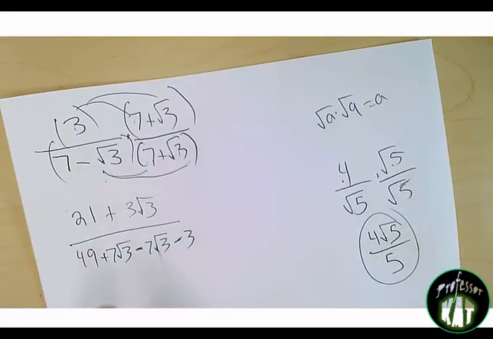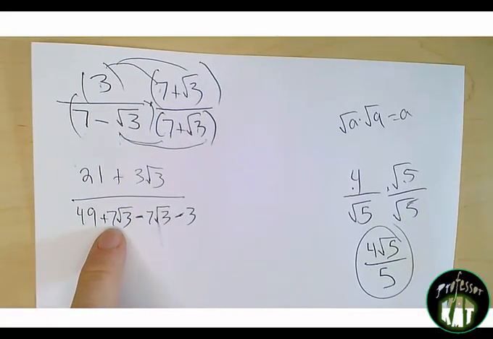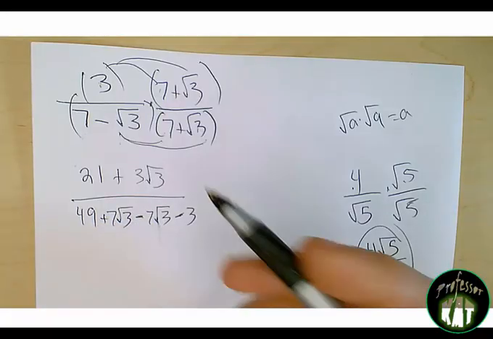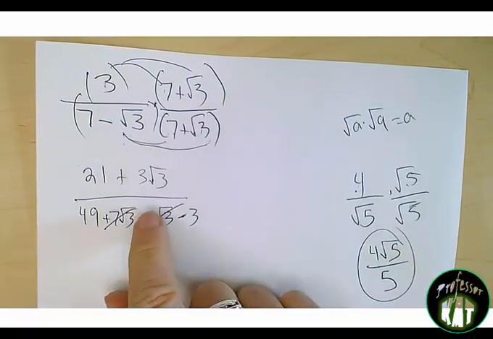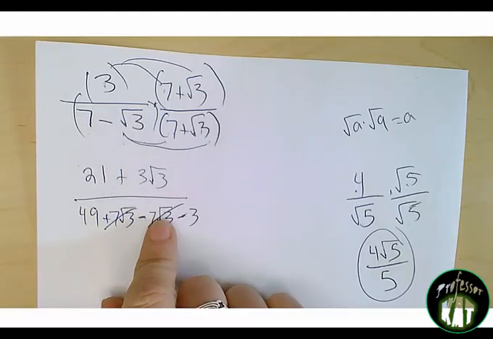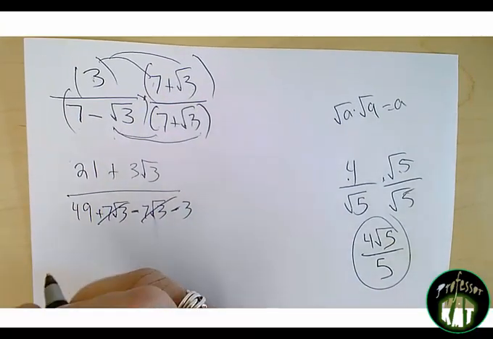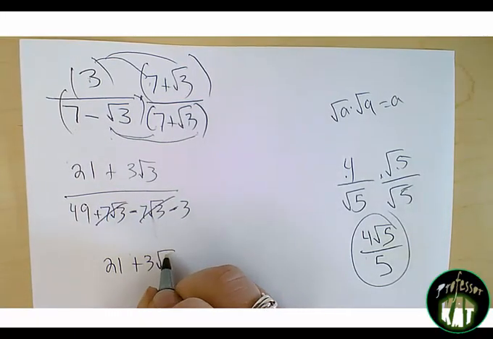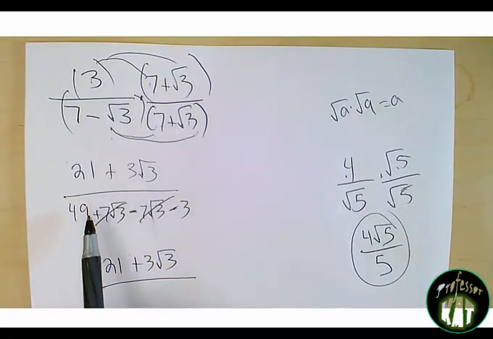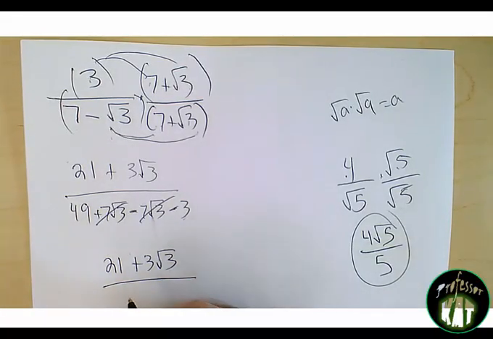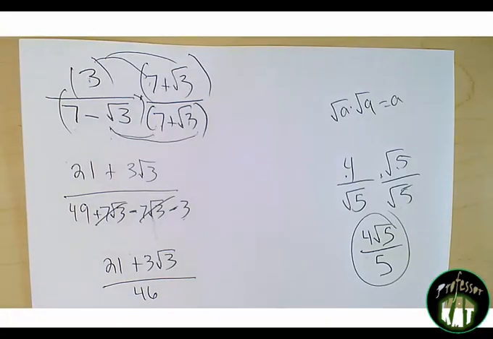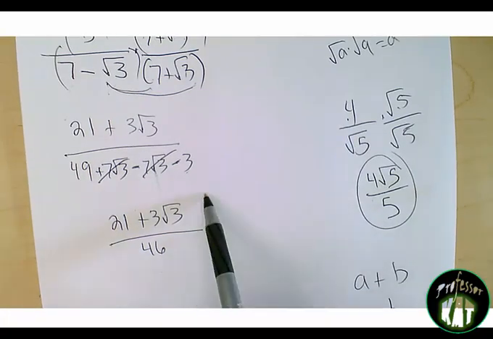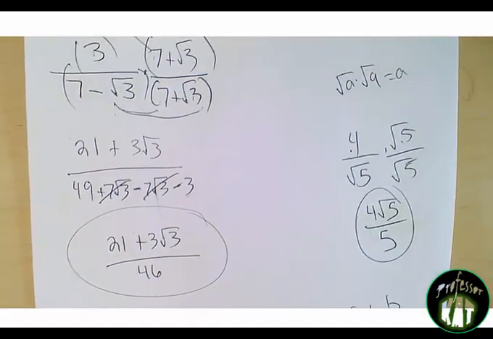Now a little bit of cleanup to do here. Notice on our denominator, we have a positive 7 square roots of 3 and then a minus 7 square roots of 3. 7 minus 7 is 0. This is going to disappear. It's like saying 7x minus 7x. Well, 7 square roots of 3 minus 7 square roots of 3, you don't have any left. So in the numerator, we have a 21 plus 3 square roots of 3. And in the denominator, we have a 49 minus a 3 makes that a 46. And that is how you rationalize the denominator for this given example.